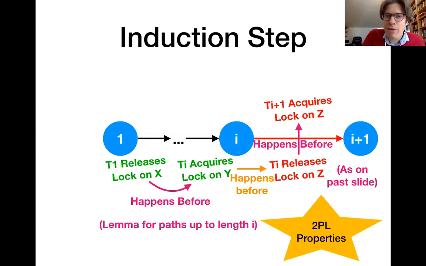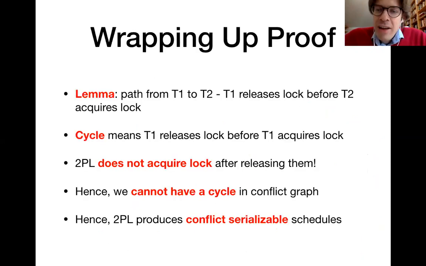Now, how does this help me with the proof? If I have this lemma, and I assume that I have a cycle in the conflict graph, then due to this lemma, it essentially says that some transaction in that cycle releases a lock before that same transaction acquires a lock, right? So we have a path from T1 to T2, which means according to the lemma, T1 releases a lock before T2 acquires a lock. Now I have a path from a transaction to itself, a cycle basically. That means that T1 releases a lock before T1 acquires a lock.